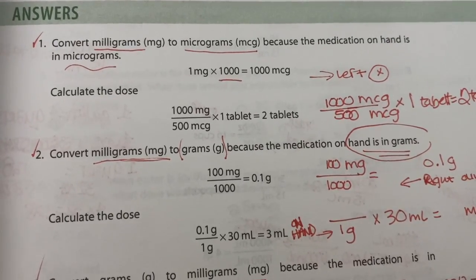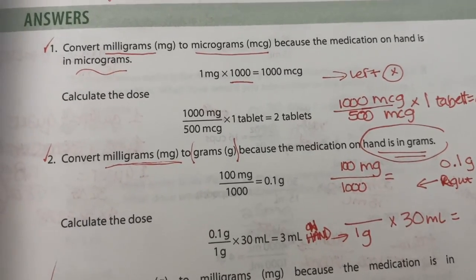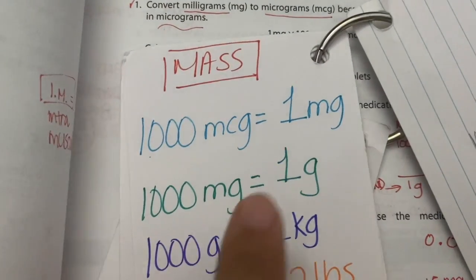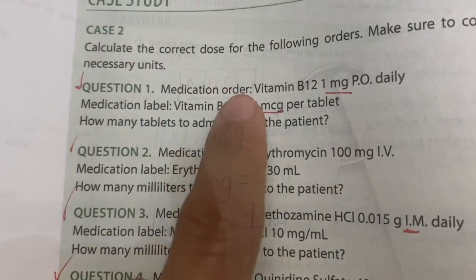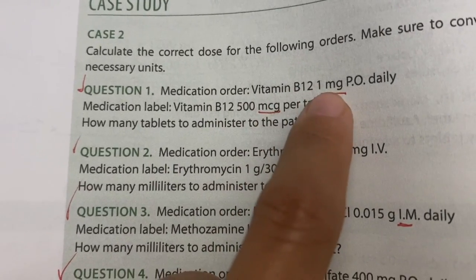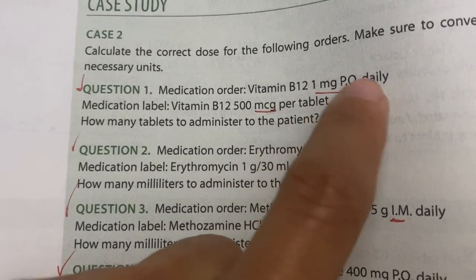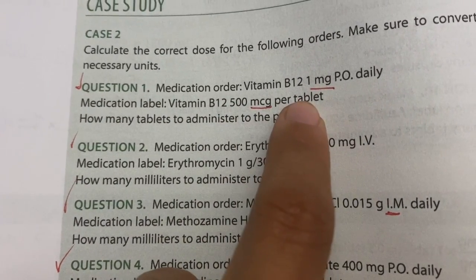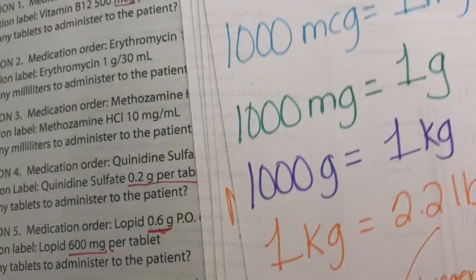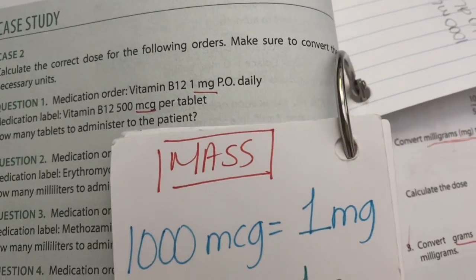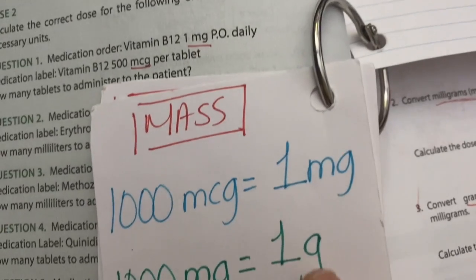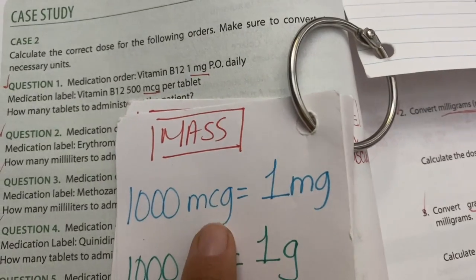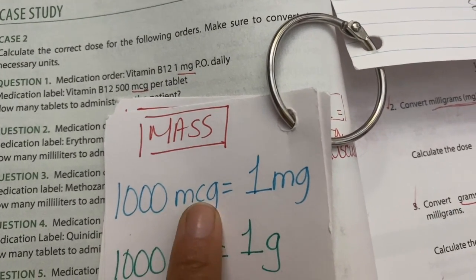So this right here is one of the questions that is asking you to convert from milligrams to micrograms. Okay, so we're going to read it again, and it's still going to be the same formula, ordered versus on hand, and always remember what the question is asking you. So I just pull out my cards. 1 milligram, okay, remember, it's equal to 1,000 micrograms.